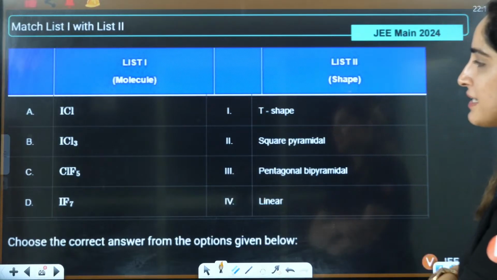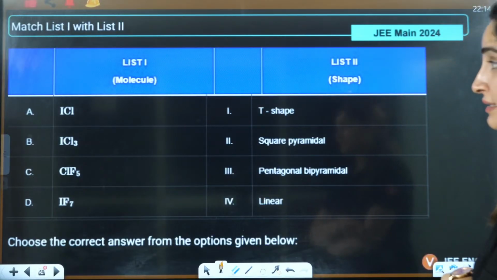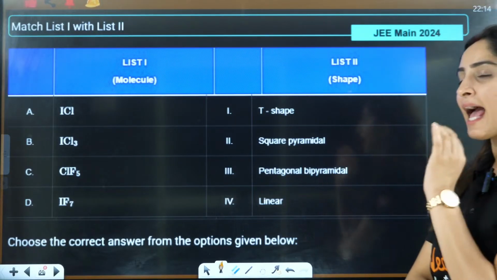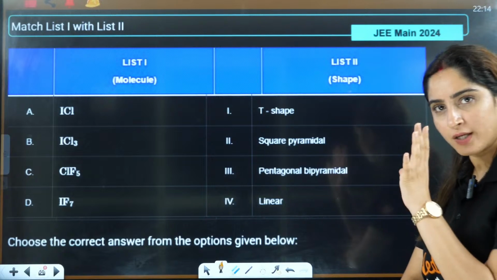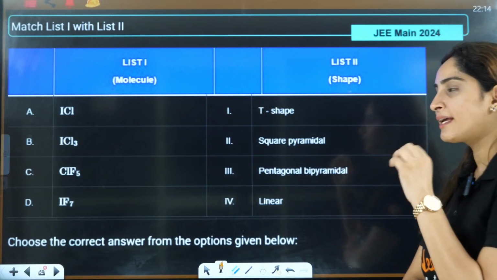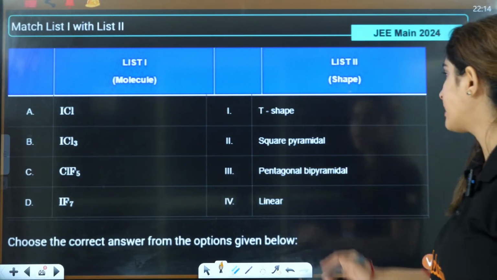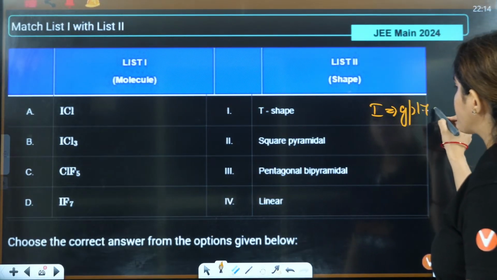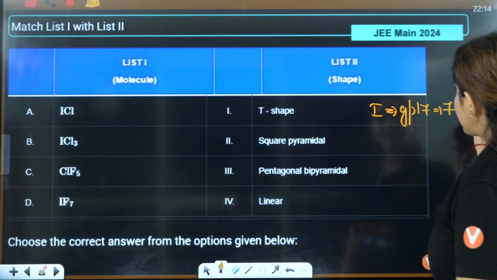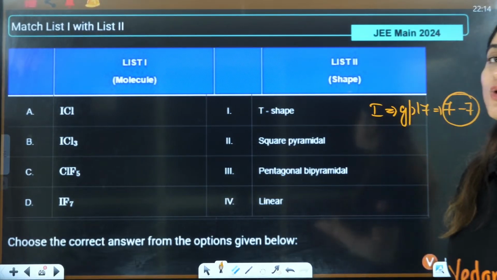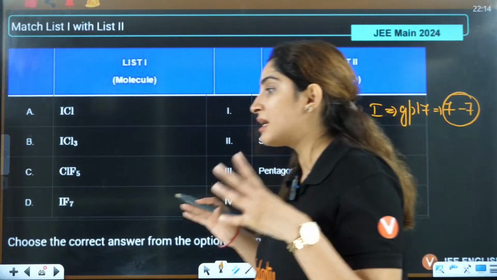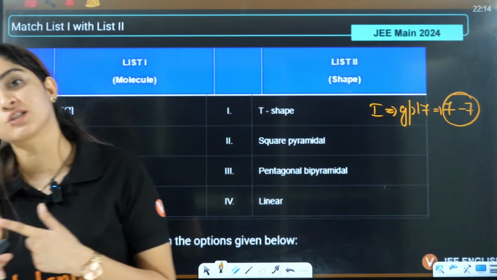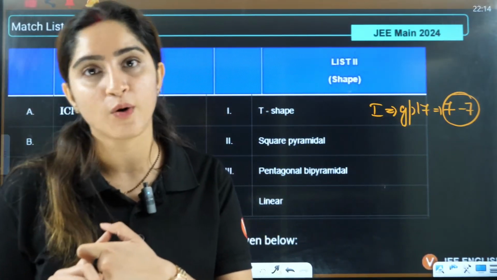Then you have ICl, ICl3, ClF5 and IF7. See, IF7 is a very famous compound, right? The thing is that it forms 7 bonds. Iodine belongs to the halogens, group number 17, so 7 electrons. In 7 bonds it is forming, so there is no lone pair. Till now we have discussed 6 bonds, okay? We have not discussed 7 bonds.